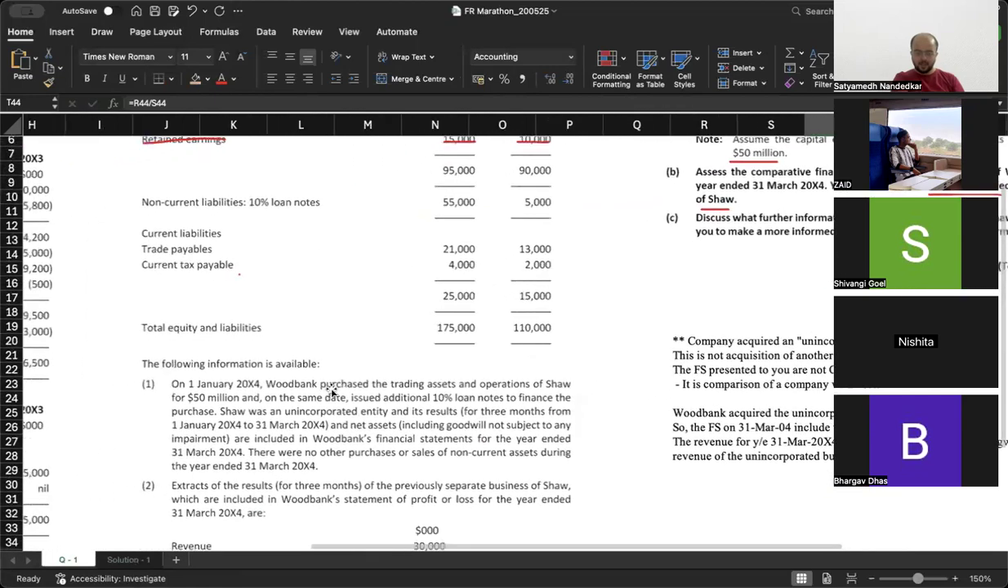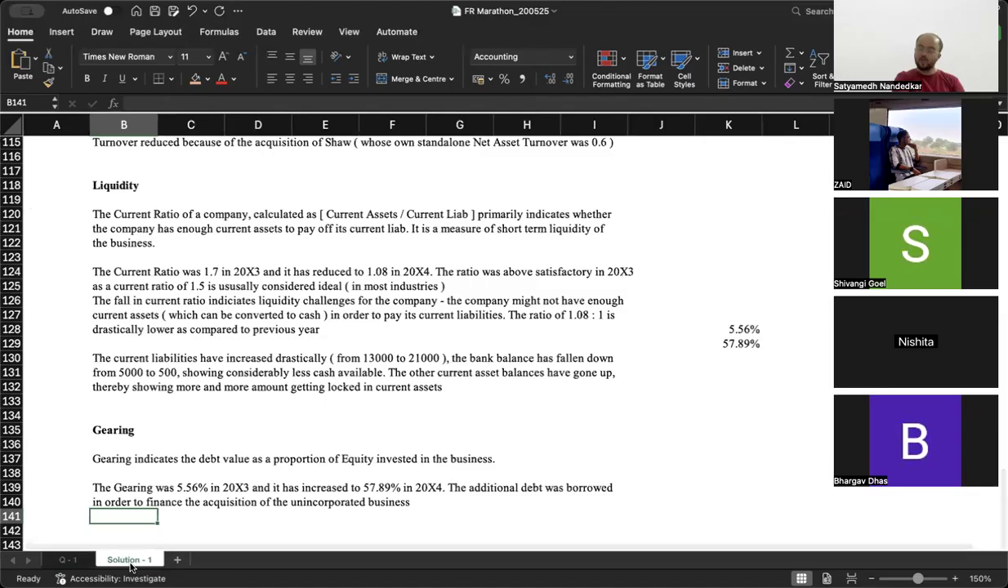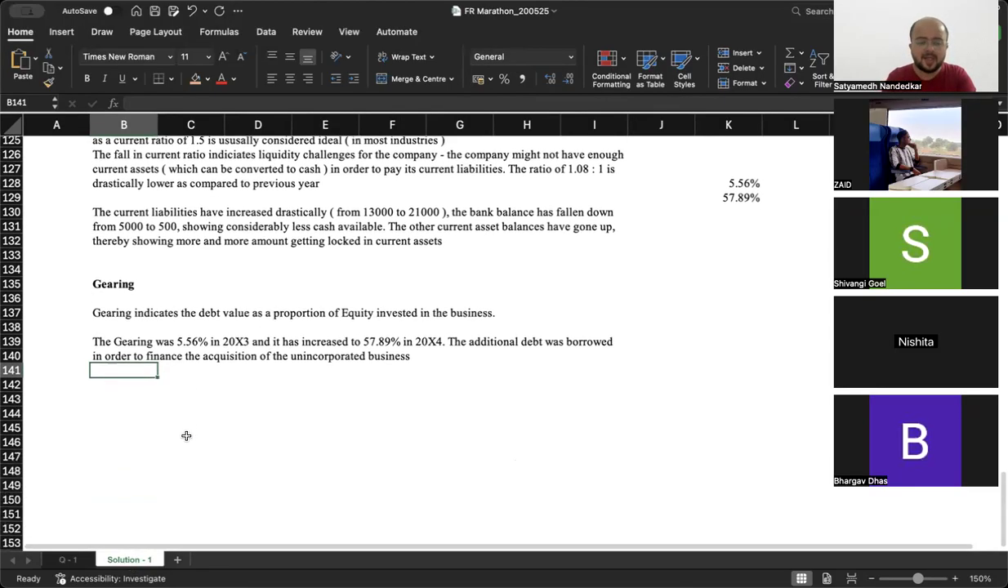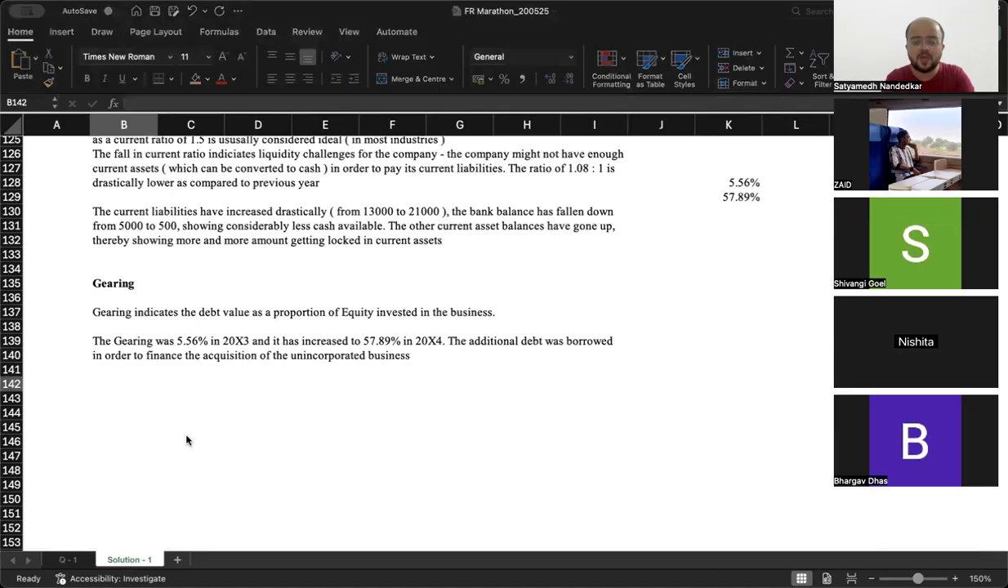यहाँ पे लिखा था ना that on 1st of Jan, Woodbank purchased the assets of another business for 50 million and issued additional 10% loan notes to finance the purchase. राइट. तो जो नया बिजनेस आपने परचेज किया, to purchase the assets of that business you had to pay 50 million, and that 50 million came from the issue of new debt. तो ये जो change that has happened, that is because of the acquisition of new business. ठीक है.